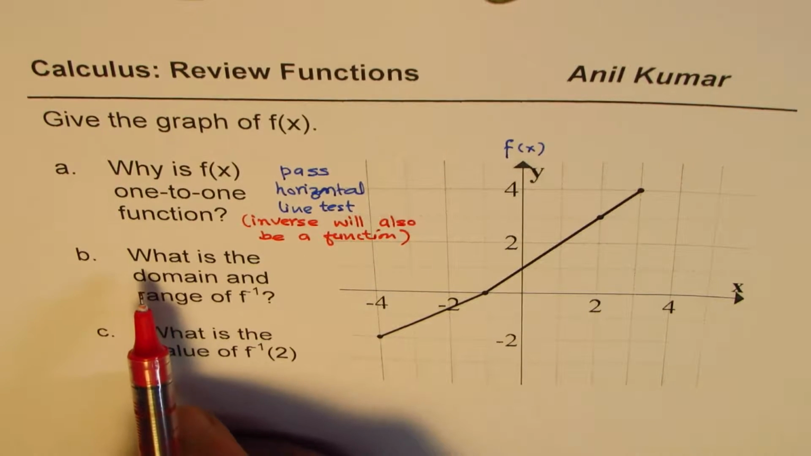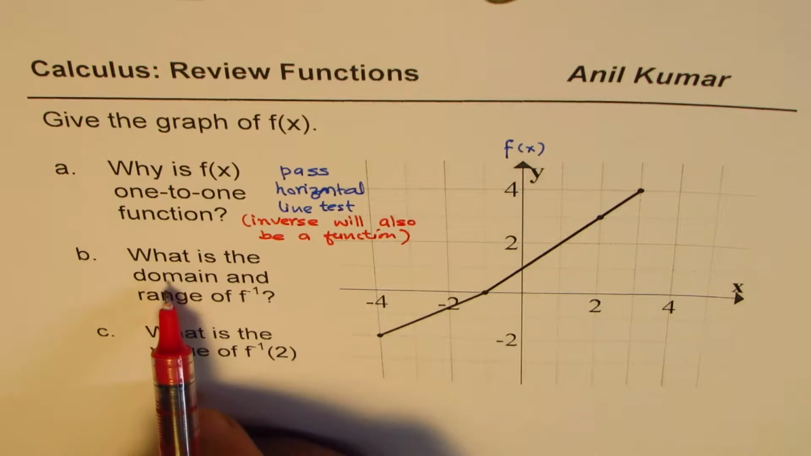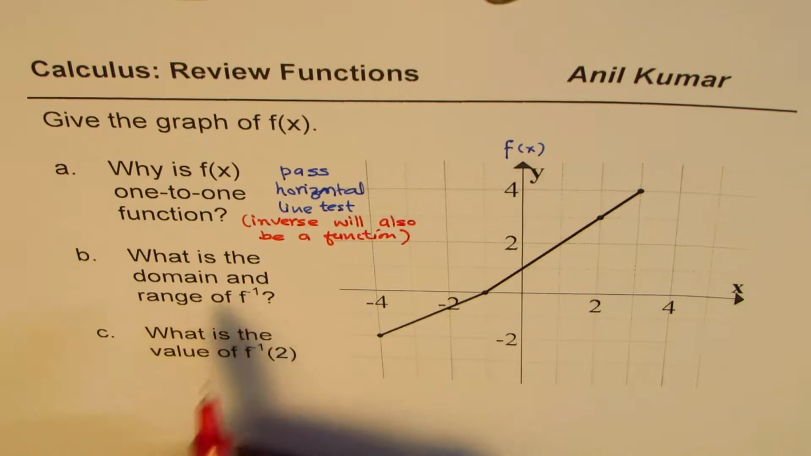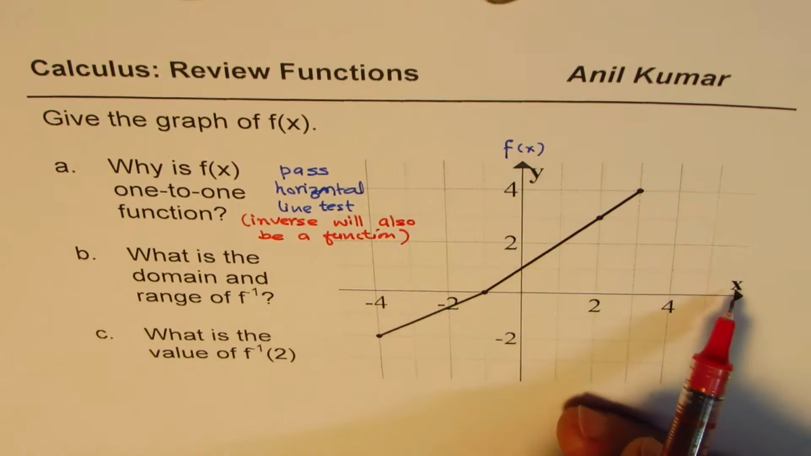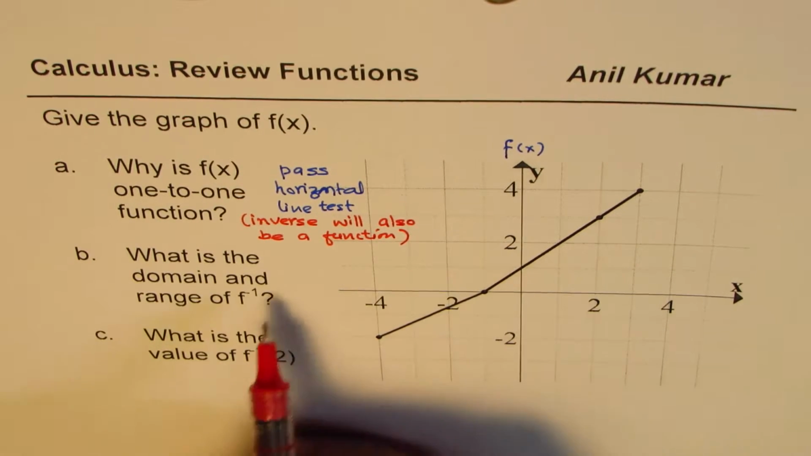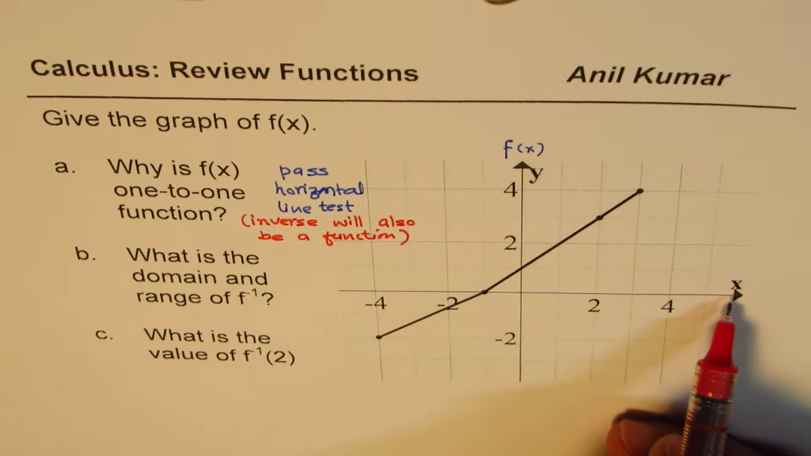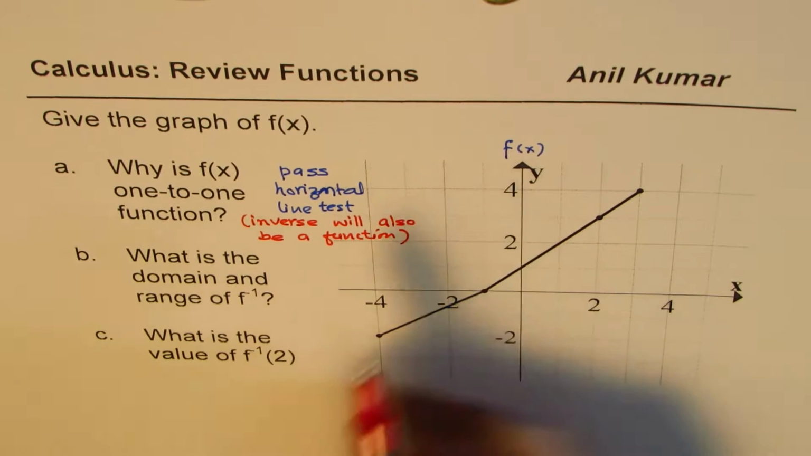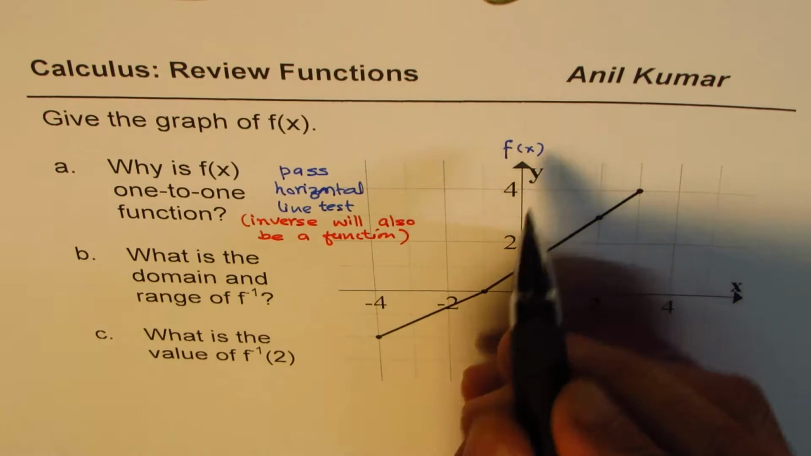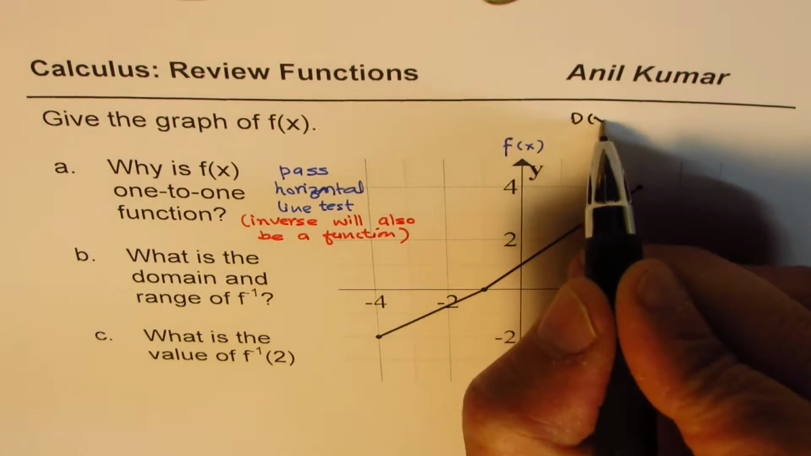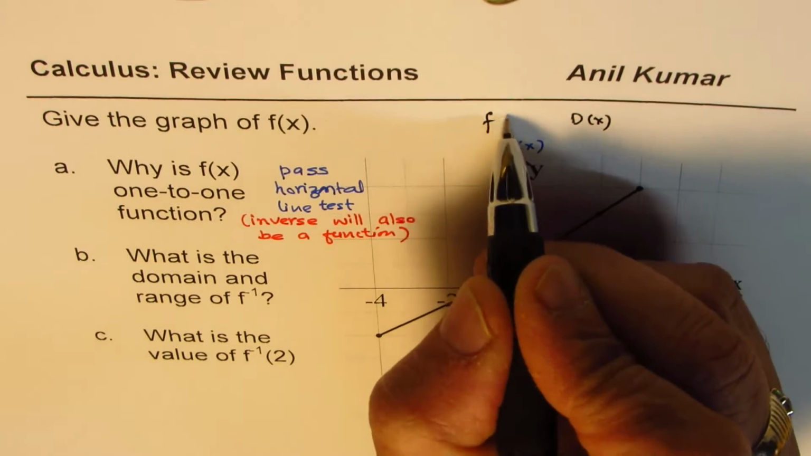Okay. Now part B is, what is the domain and range of f inverse x? Now, you get the inverse by flipping x and y. So, the domain of f x becomes the range of f x, right? So, what we will do here is, first we will write down the domain and range of the function itself. So, let us say, what is the domain of the function? Let's consider the function first, right?